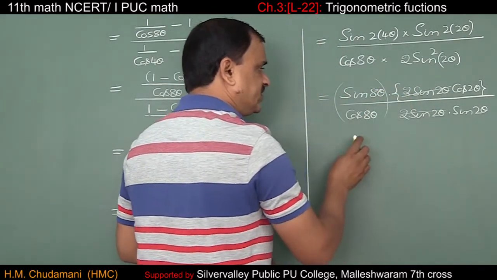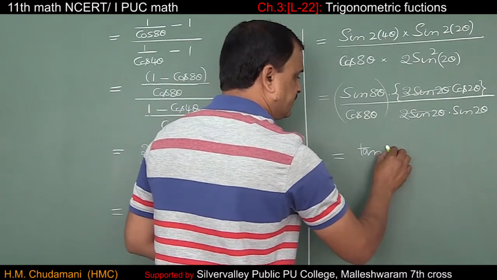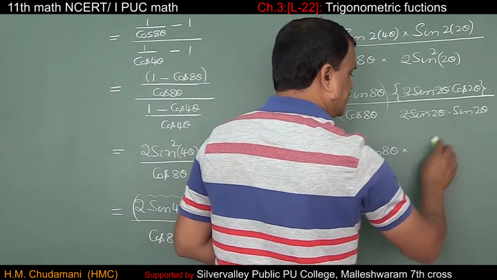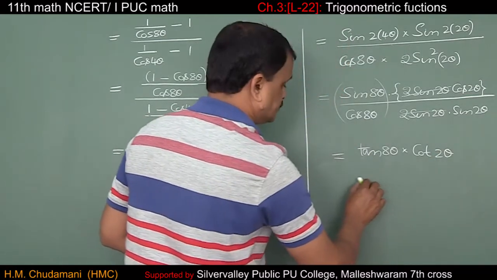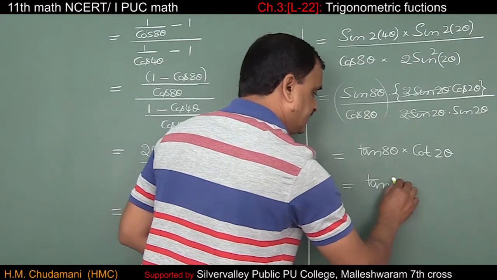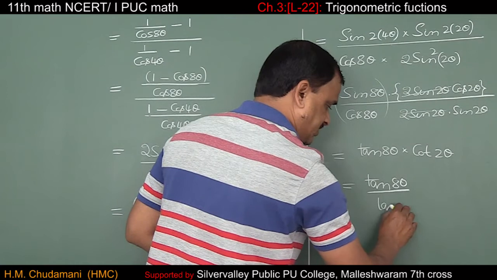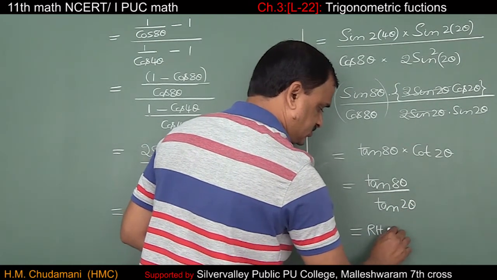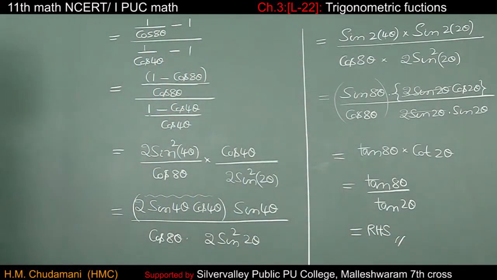Connect these two together. Sine theta by cos theta means tan 8 theta into cos by sin means cot 2 theta. Cot 2 theta, so can be written as, write the reciprocal of this, tan 8 theta. Reciprocal of cot is tan 2 theta. This is what the RHS we want. Hence the result. Okay.